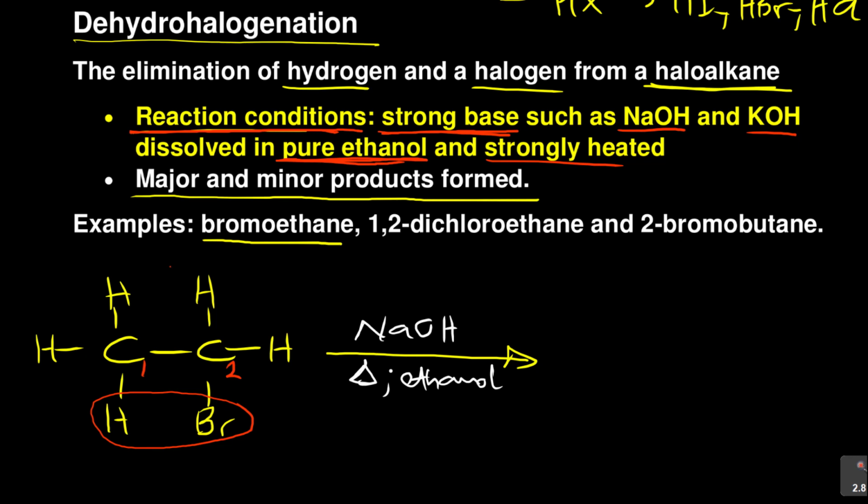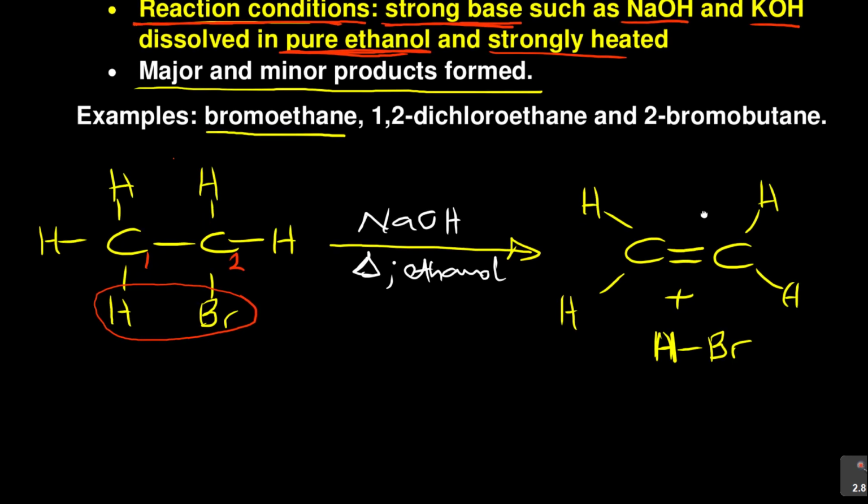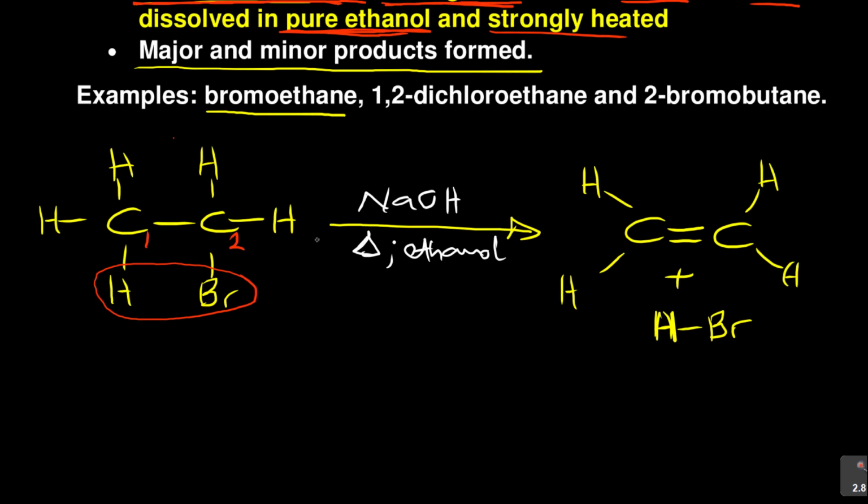Then you can see that the moment you remove them, a double bond is formed, so you have that, you have that, you have that. You are now forming an alkene, plus HBr. That's why they call it dehydrohalogenation. So that is what you get. Is it making sense? This is what you are actually eliminating.